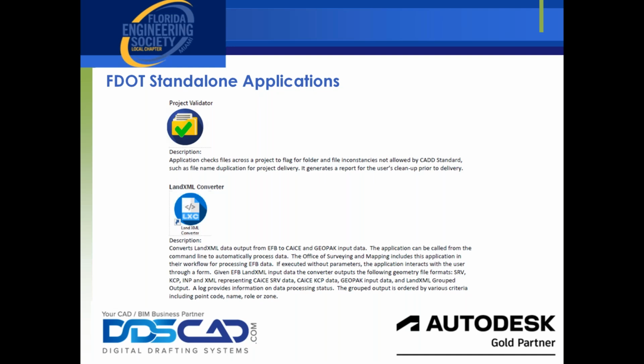Then we have a tool called the Land XML Converter. Now, we won't get into much detail today, but we have other programs inside the DOT called Electronic Field Book, which is EFB, and the KC tools, which is an old Autodesk program that's still out there and running. They have data still around the DOT for that. And they also have GeoPack input data. So this tool converts Land XML data that could be exported out of any one of those programs, from EFB to KC and then to GeoPack.